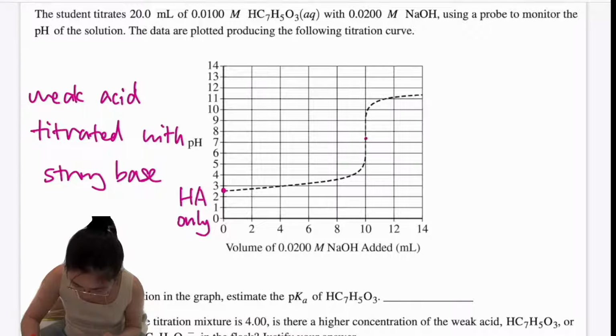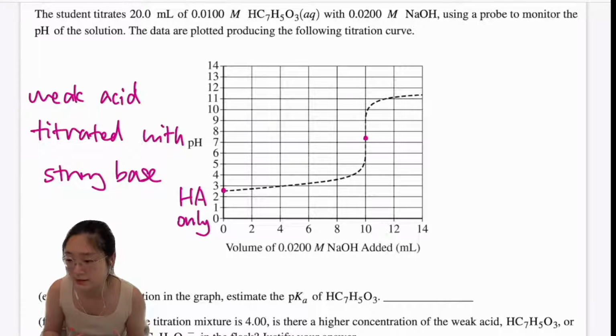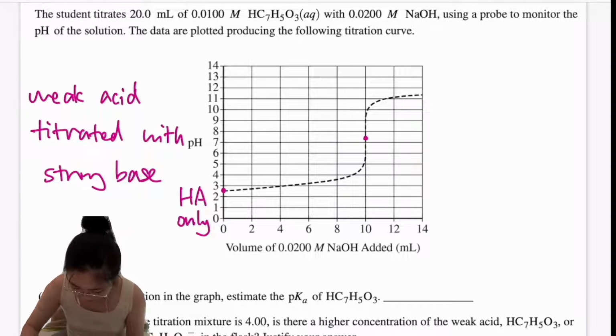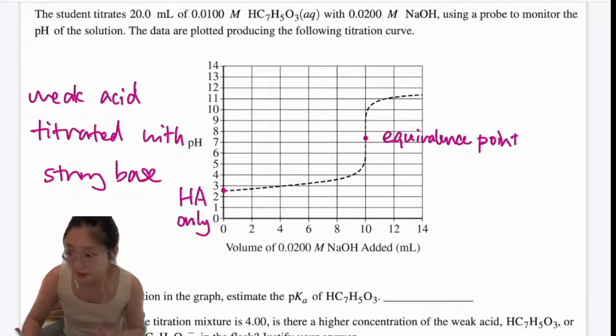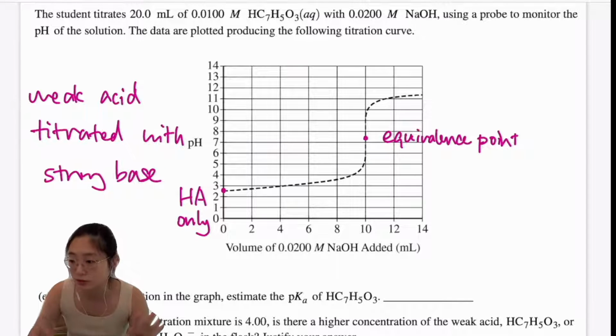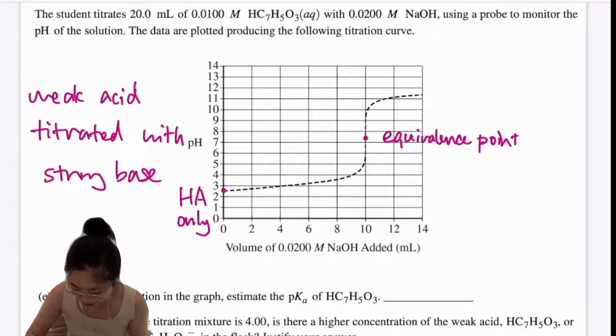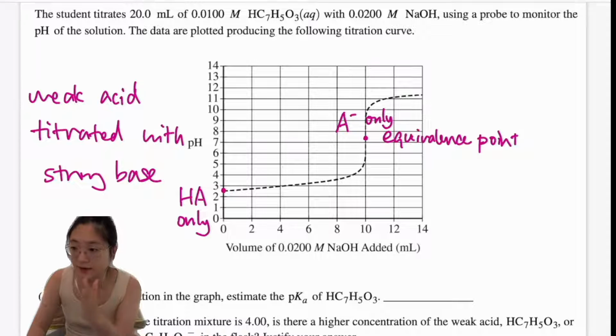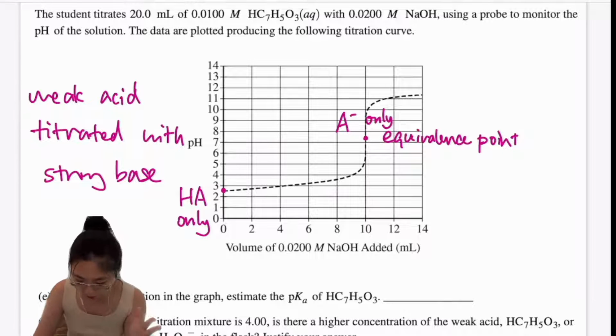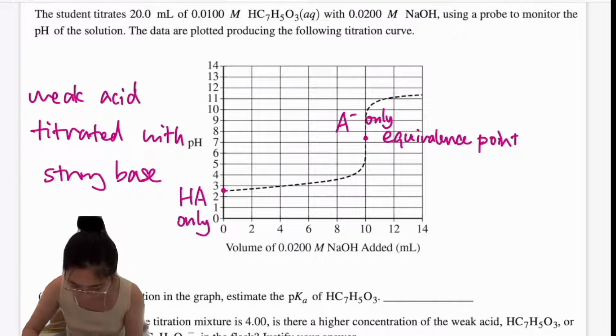And then at the equivalence point, which means all the acid is neutralized, all the analyte is neutralized by the strong base. At this point, because all the acid reacts with the strong base, we have only the conjugate base, A minus. And half of that is in between the initial point and the equivalence point. We have the half equivalence point.